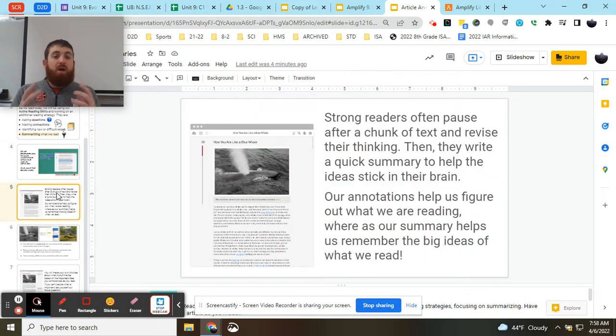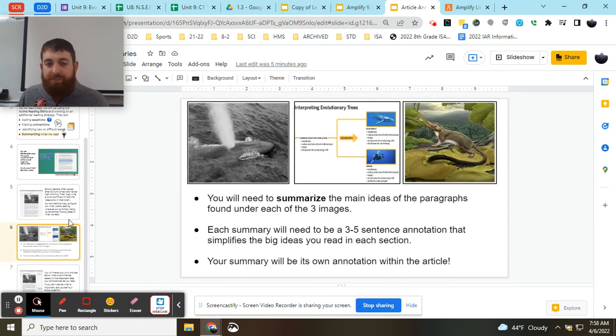With that, we know that strong readers will often pause after a chunk of text and revise their thinking. Then they'll write a quick summary to help the ideas of what they read stick in their brain. Our annotations today are going to help us figure out what we are reading, but what we summarize today will help us remember those big ideas. So it's about that idea of sticking in our head.